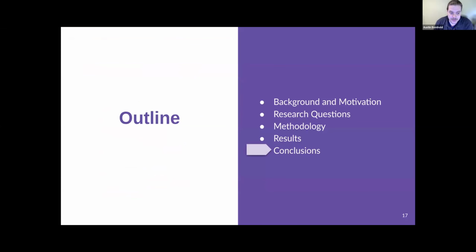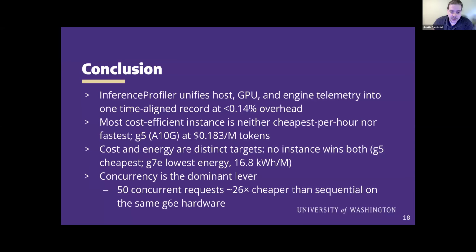And then finally, our InferenceProfiler unifies host, GPU, and engine telemetry into one time-aligned record, with less than 0.14% overhead on end-to-end latency. The most cost-effective instance is neither the cheapest per hour nor the fastest: the G5, coming in at 0.183 cents per million tokens. Cost and energy are distinct targets; no instance wins both. And concurrency is the dominant lever for cost efficiency. 50 concurrent requests was roughly 26 times cheaper than sequential on the same G6.